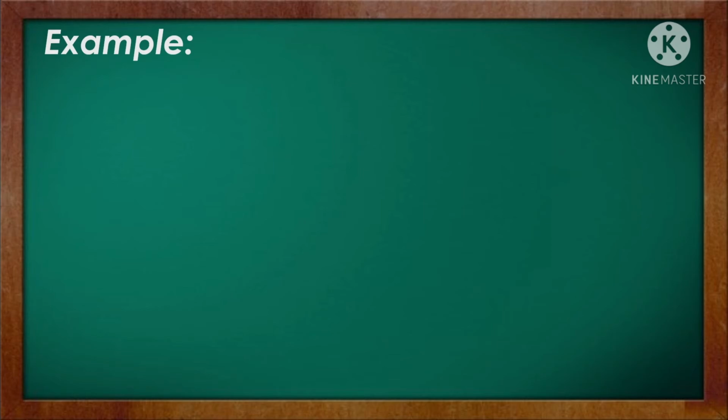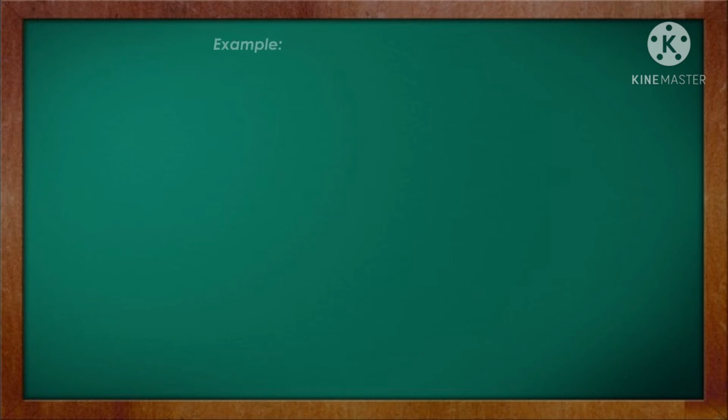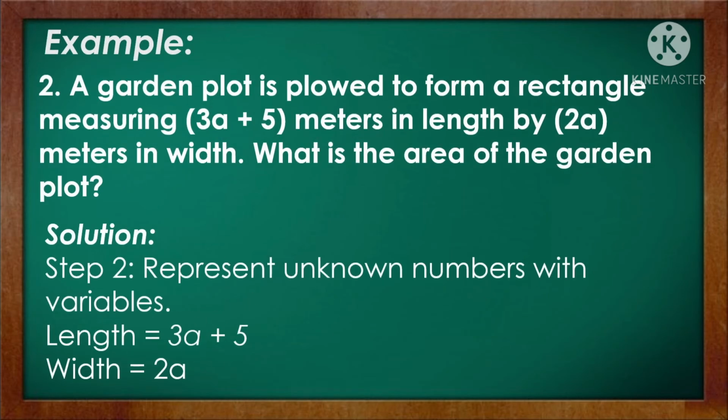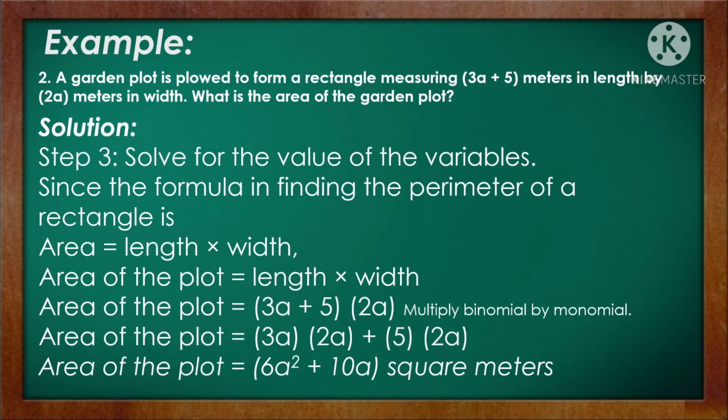Let us have the solution. The problem is asking the area of the garden plot. Representing unknown numbers with variables, we have the length is 3a plus 5 and the width is 2a. Step 3. Solve for the value of the variables.